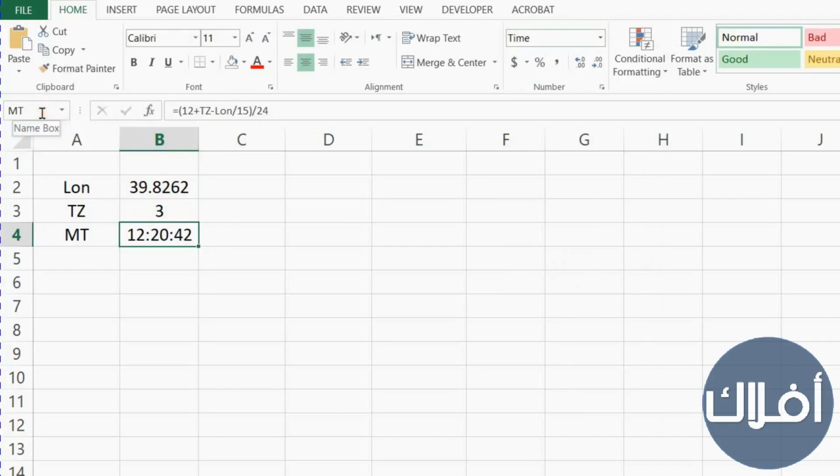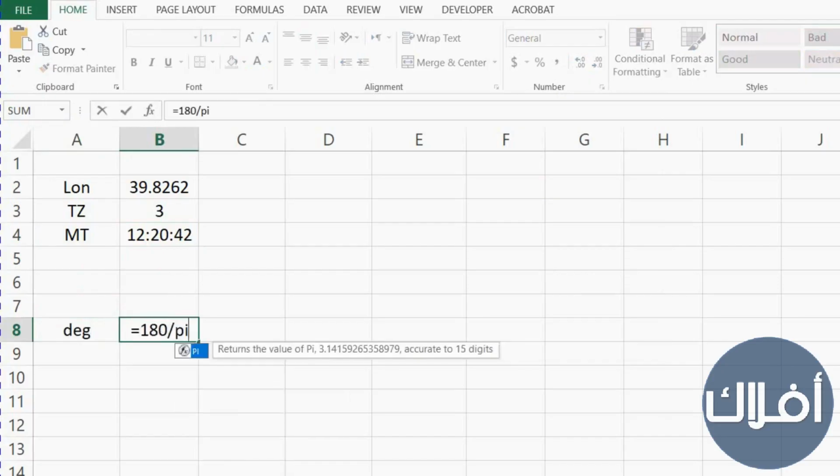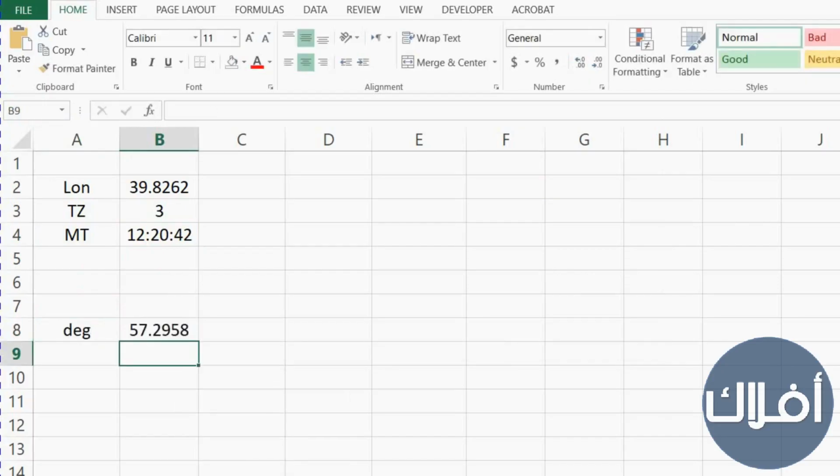In our calculation, we need to convert from degrees to radians. So we'll define DEG here, and this will be equal to 180 over pi. This is to convert from radians to degrees. Next is to convert from degrees to radians. So we'll call this RAD, and the value is pi over 180. Now let's go here and define some cells.